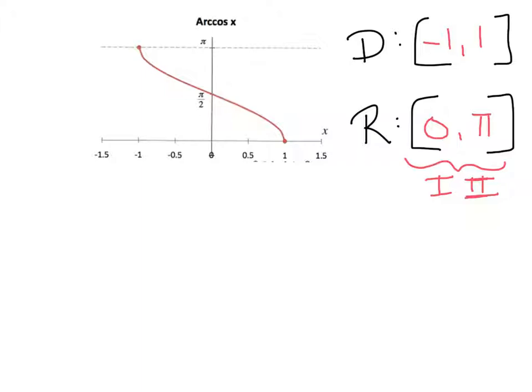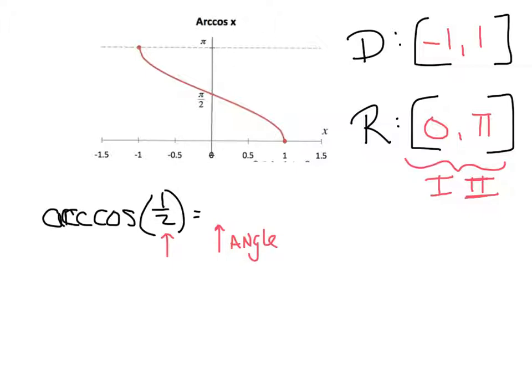All right, let's evaluate some values. Let's say arc cosine of 1/2. Remember, this is the value. The question is, what is the angle? What is the angle when cosine equals 1/2? Hopefully you're thinking 60 degrees, which is pi over 3.